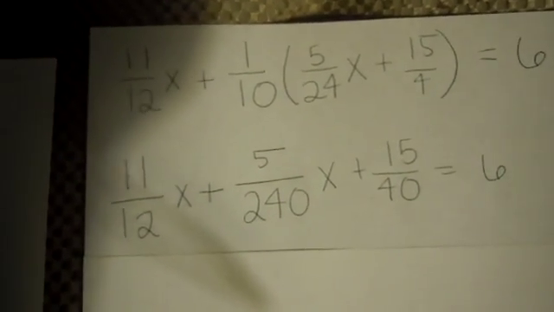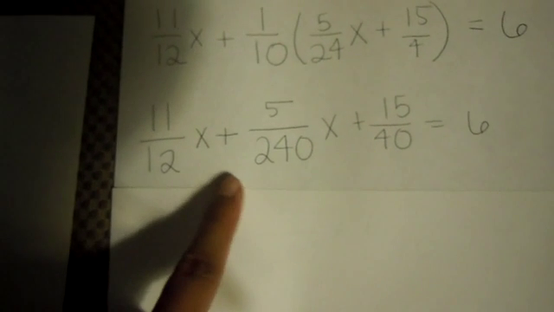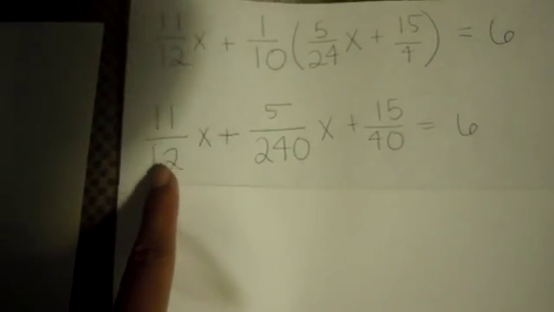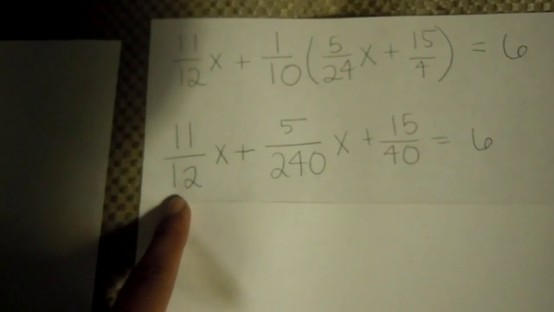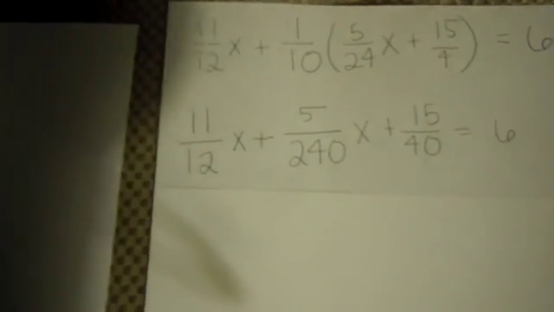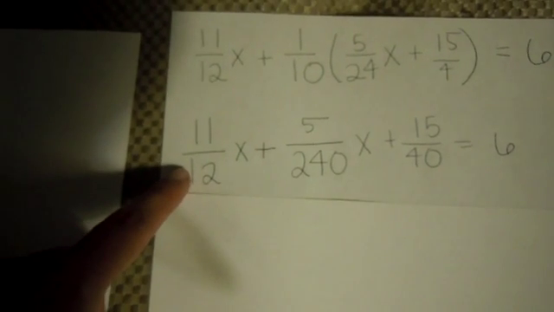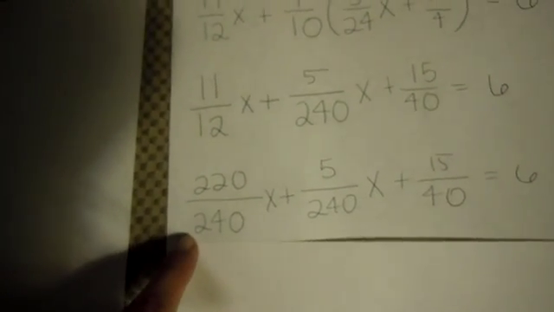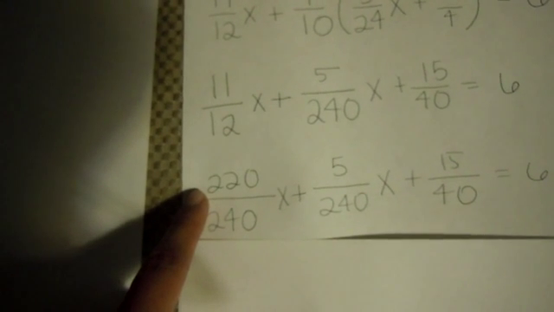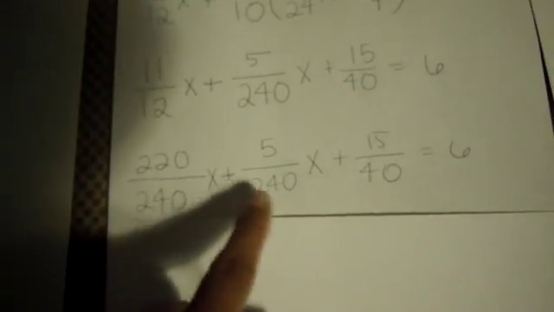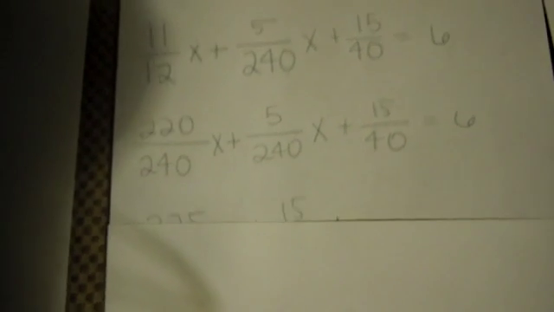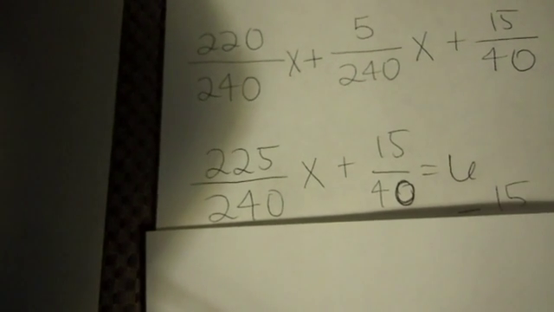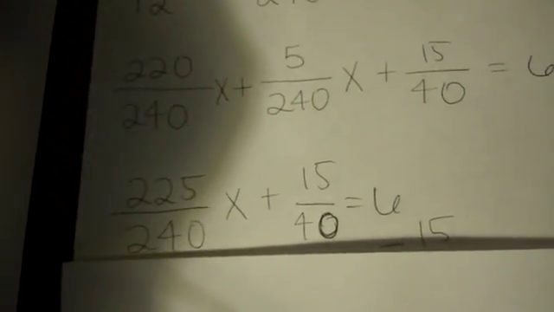equals 6. Now, I have to add these two because they're x's, but this, I need to make this 240. So I multiply both sides by 20. So this becomes 240, and I could finally add those two. So multiply 12 by 20, and it equals 240. Multiply 11 by 20, I get 220. And now I can finally add, since the bottom one's equal. And now I have 225 over 240x plus 15 over 40 equals 6.